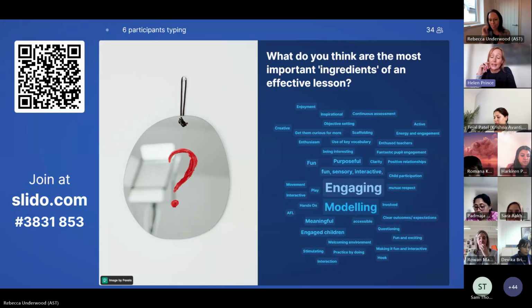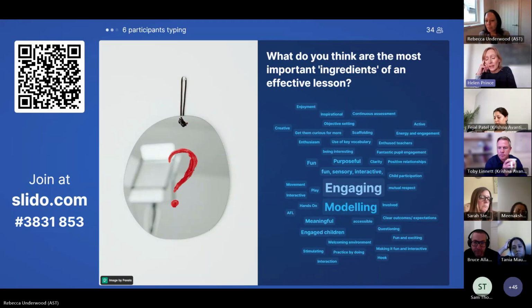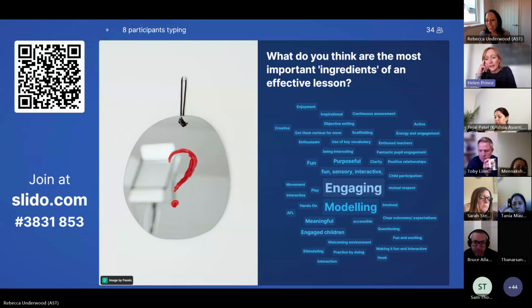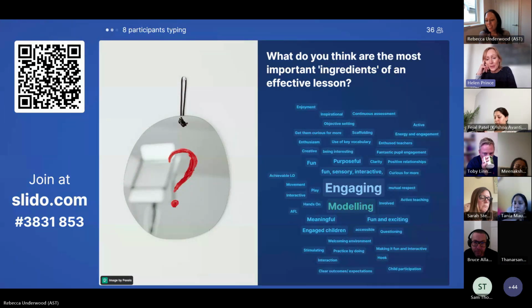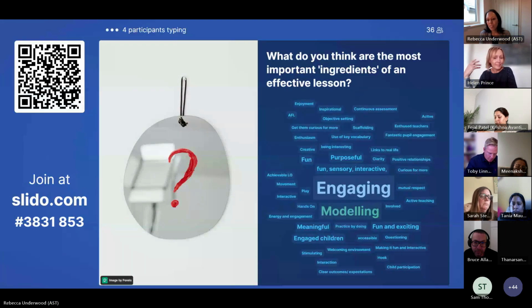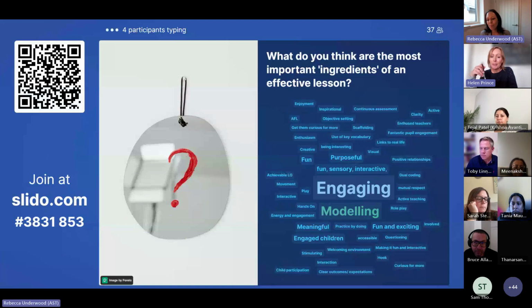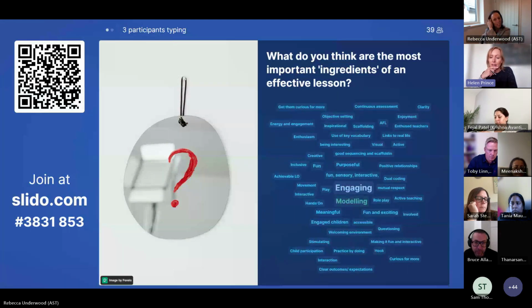I'm just focusing on that little word at the bottom, hook. And I think that's absolutely vital. It's probably the central thing that will enable all of those other elements. Because if the hook is sufficiently engaging, everything else will follow. Yeah. So I'm really inspired by that. Just that little tiny word, hook.